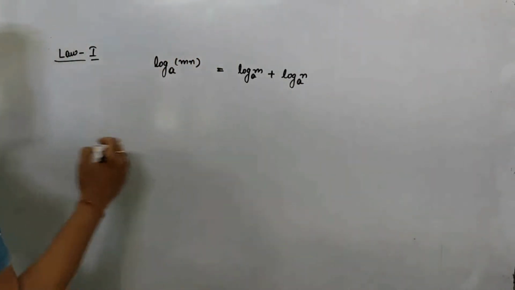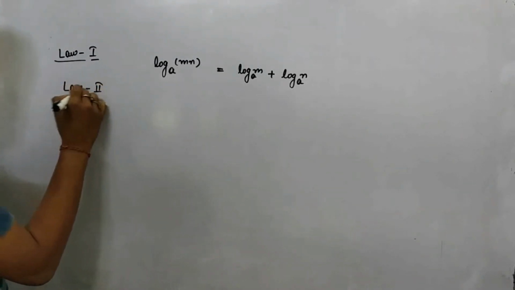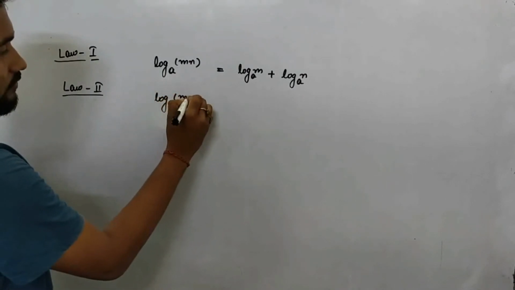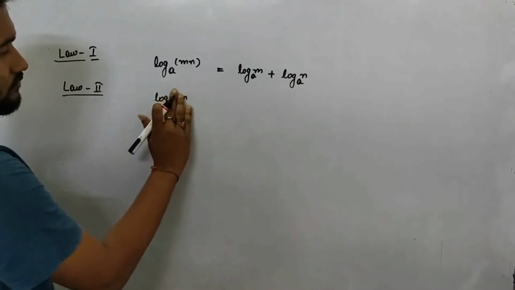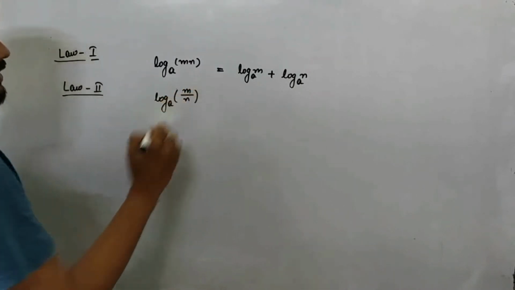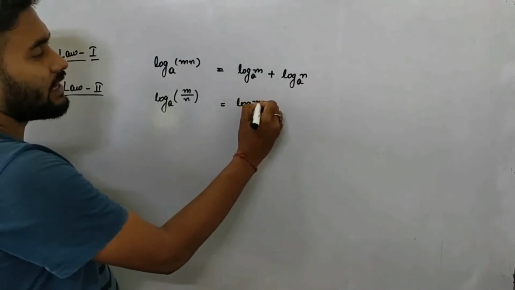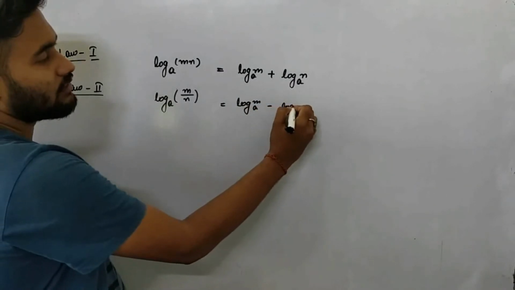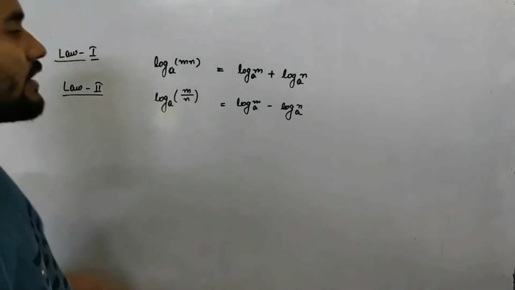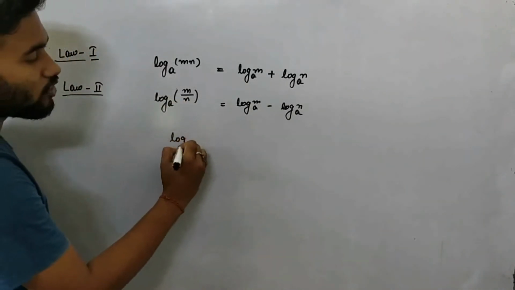Okay. Law 2: log of n divided by m. Now very simple, you know this one, right? By the simple idea, this time it will become subtraction. For into it is addition, for divide it is subtraction. Now for addition there is nothing, there is no law like that.